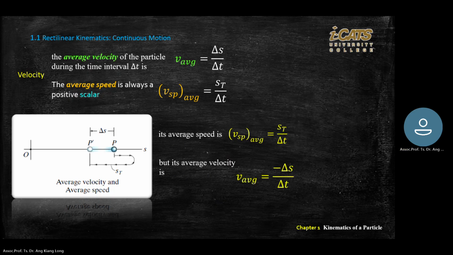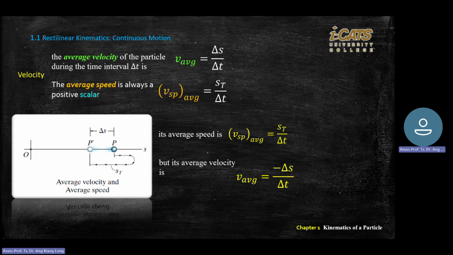However, when you calculate the average velocity, it is not positive anymore. Why? Because the final position of that object is on the left-hand side of the origin position. That's why when you calculate the average velocity, you need to be careful with the position. Positive, negative tell you something.